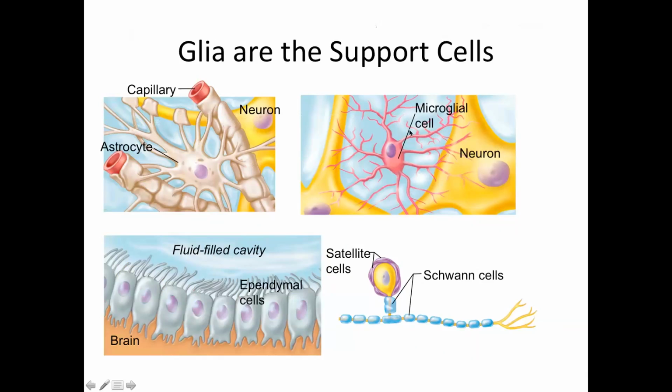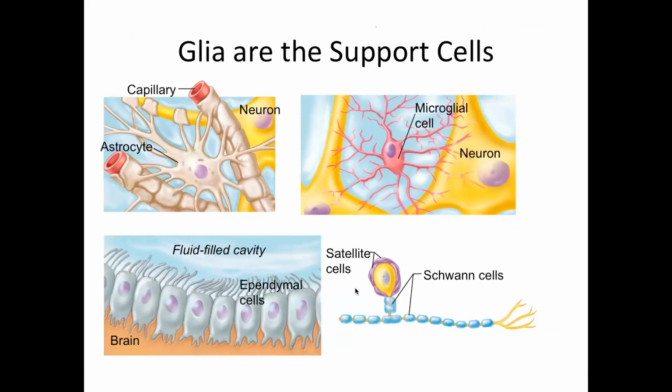You have microglia, which are the immune cells of your nervous system, and they scavenge around and eat up any sort of bacteria or invaders. You also have glia cells that line the fluid-filled cavities of your ventricles, and they have little cilia, little hairs that beat and move the fluid around. And in your peripheral nervous system, again, the nerves of your body, you have Schwann cells which coat your nerves in something called myelin. And myelin is this fatty insulating layer.